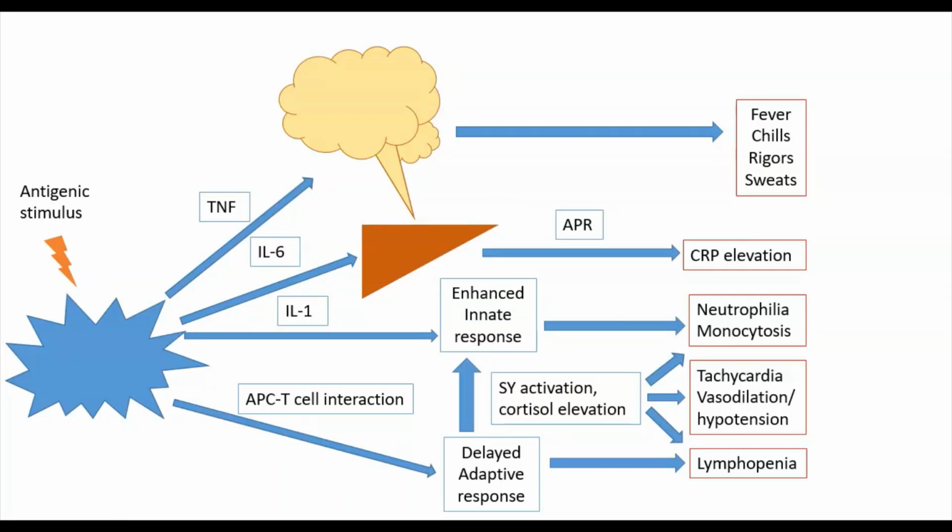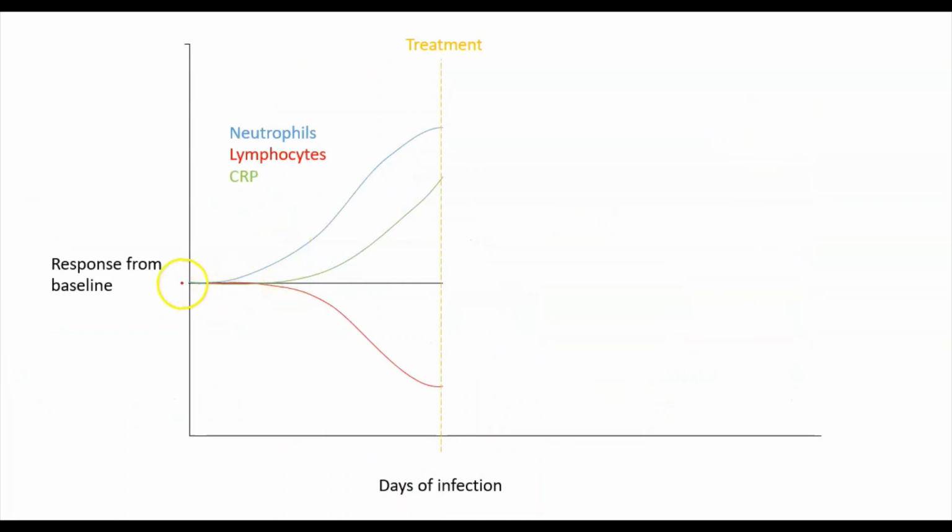So now that we have some understanding of the pathophysiology of the innate response to infection, we can now move on to see how we can detect these changes clinically when we're looking at blood tests. Here is a graph I've made up showing the neutrophils, lymphocytes, and CRP, which are commonly seen from a full blood count and biochemistry respectively, in a patient who has an infection.